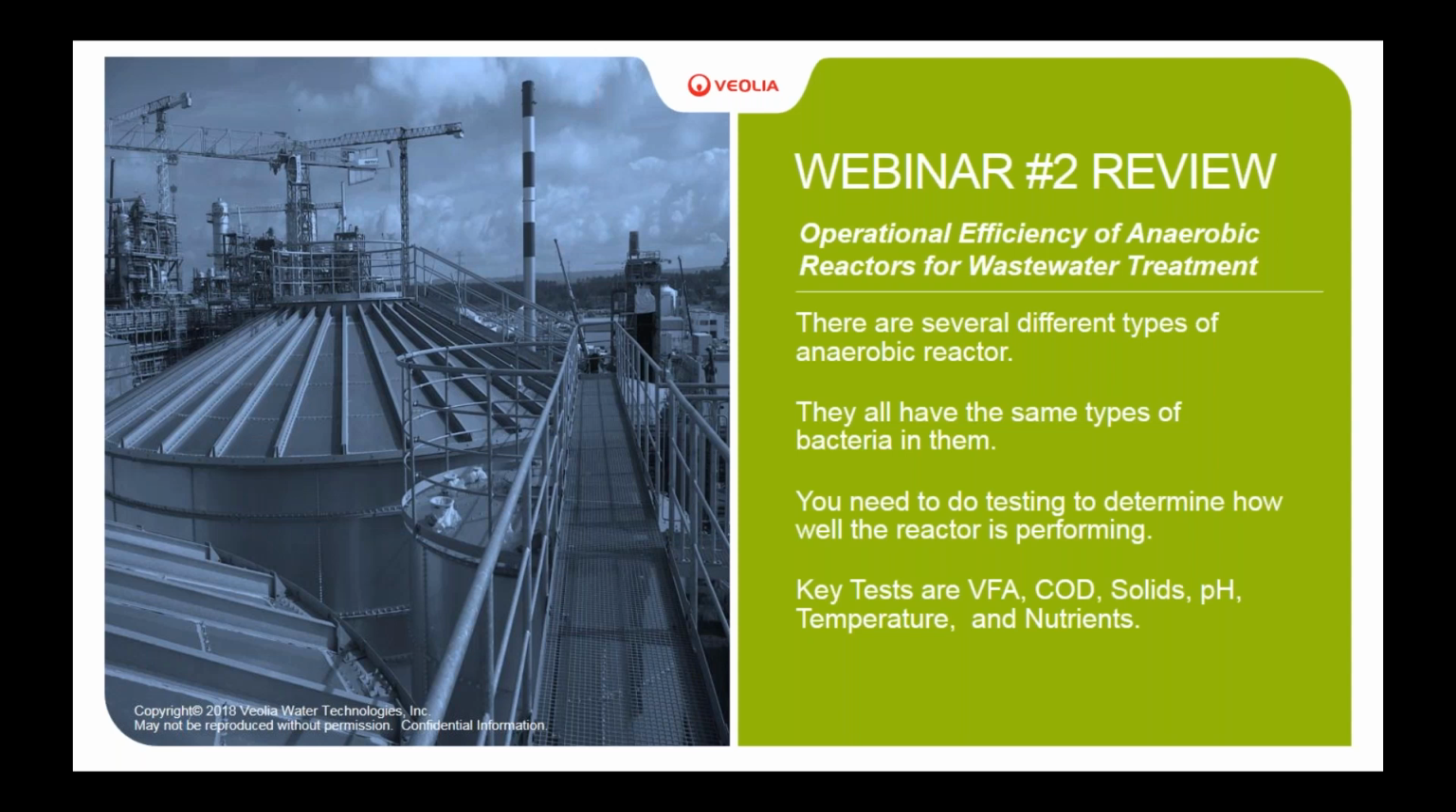We went over a lot of the different testing that you should be doing on a daily basis and on a weekly basis, both lab and field testing. Those key tests being VFA testing, COD, suspended solids testing, and making sure that you keep track of your pH, temperature, and nutrient testing, both from field instrumentation and lab testing.